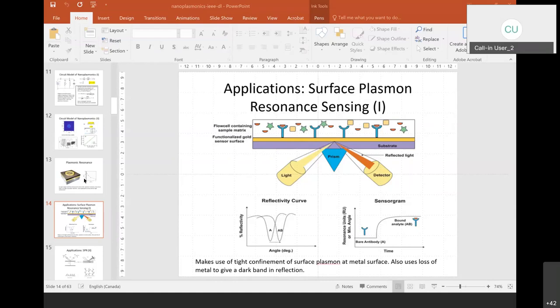Negative capacitance, is it the same for EIS? What is EIS, sorry? Electromagnetic induced... Impedance spectroscopy. I'm not sure. No problem. Okay. I'm not familiar with that. I'm sorry.